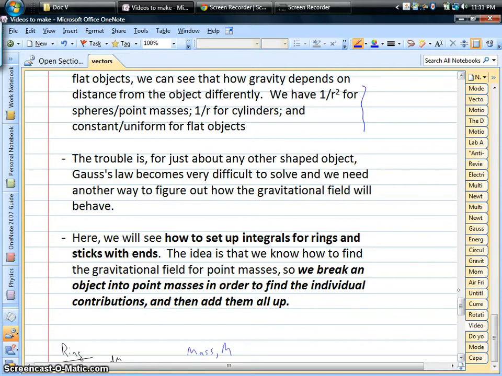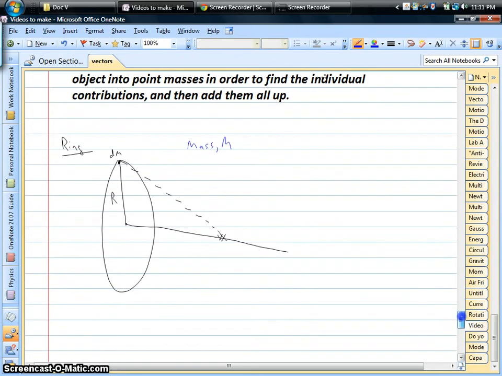And instead, we basically have to take the one thing that we know for sure, which is how to find the gravitational field due to a point mass, which is big G m over r squared. We need to break up the object into a bunch of point masses. And in reality, that's really what they are. Things are made out of atoms, which are point masses. And so we have to find the field made by each individual little piece of mass, and then add them all up. So that means we're going to have to figure out how to do integrals, and set these integrals up in order to do shapes like this.